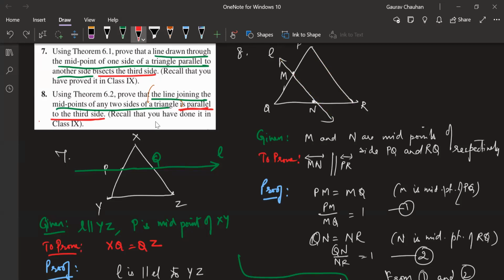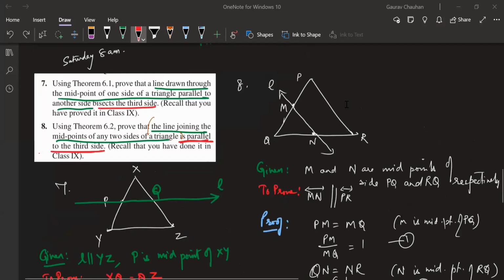Dikshit is saying that he has a doubt: how can we call PR a third side here? Dikshit, can you unmute yourself? I'm not understanding your doubt. If I understand your doubt correctly, let me try, then you unmute and speak.